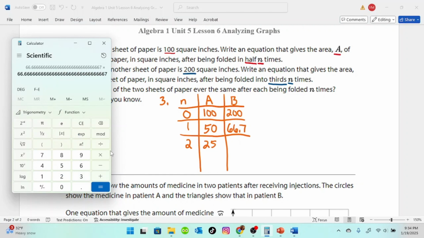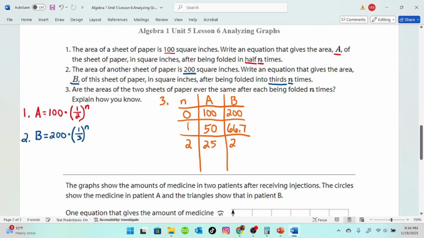So when we multiply by 1/3, our paper is now 22.2 square inches. And notice paper A is now the larger paper. So these two papers have now changed which one of them is larger.